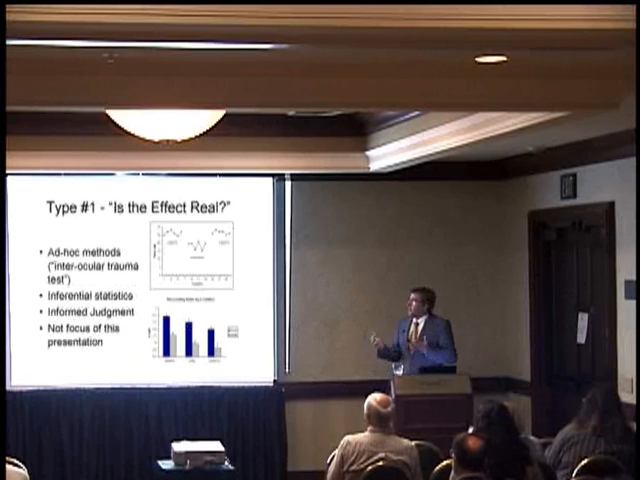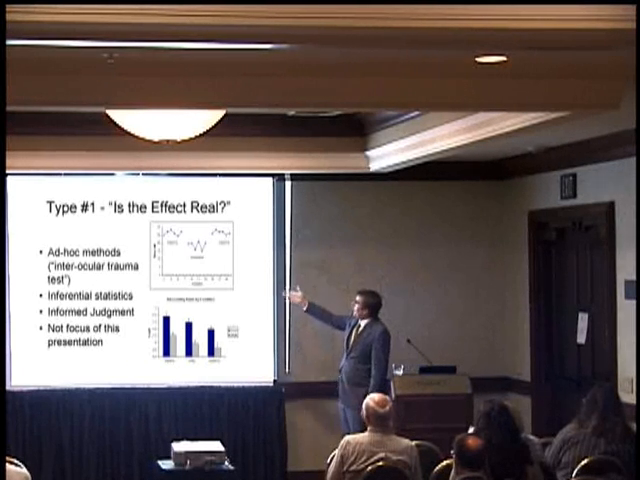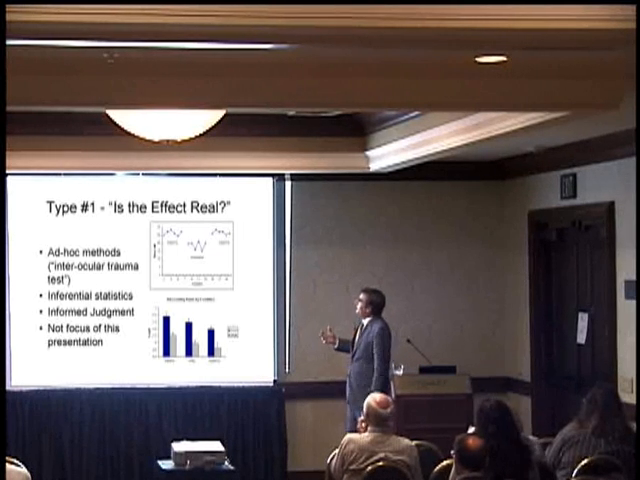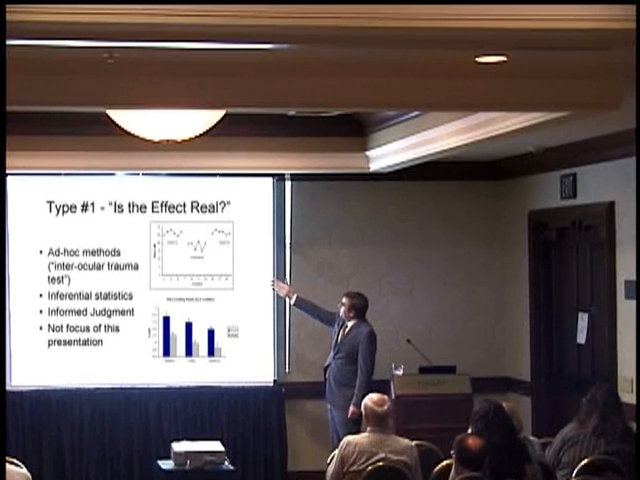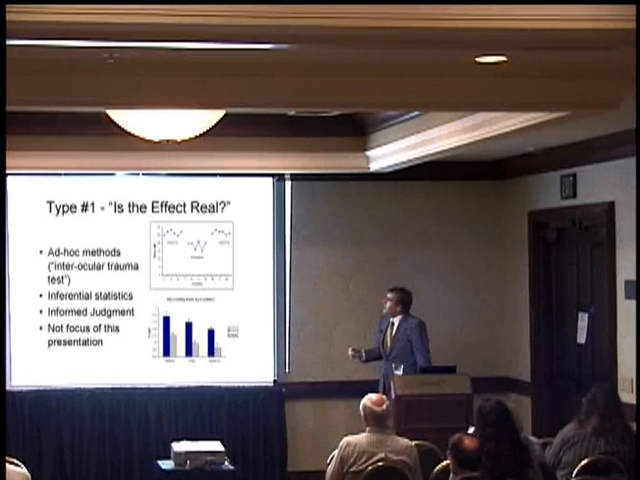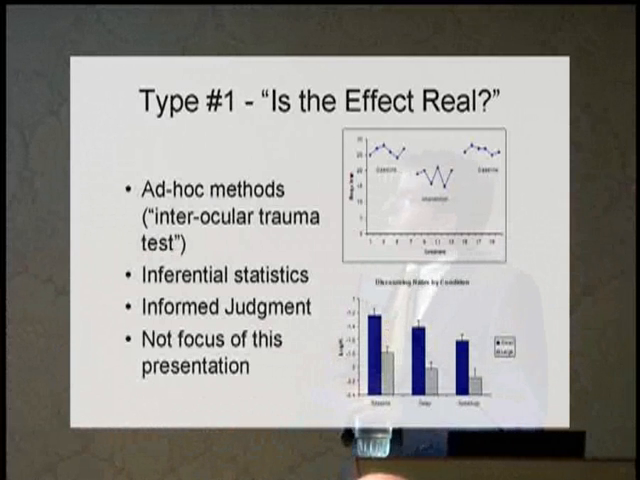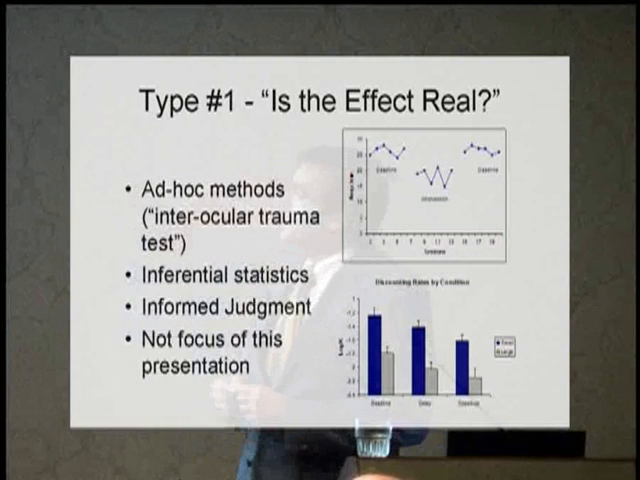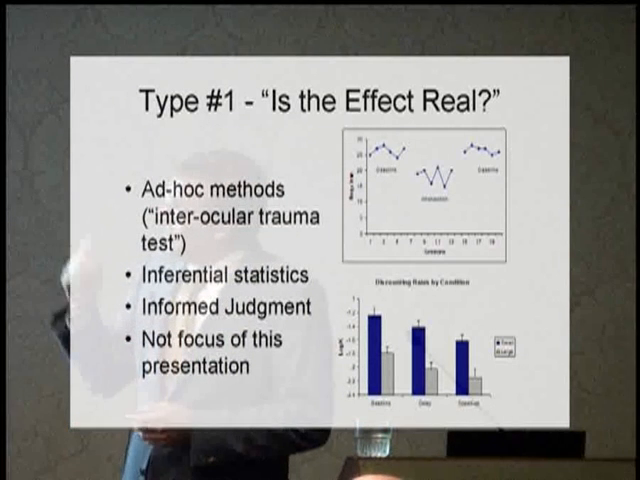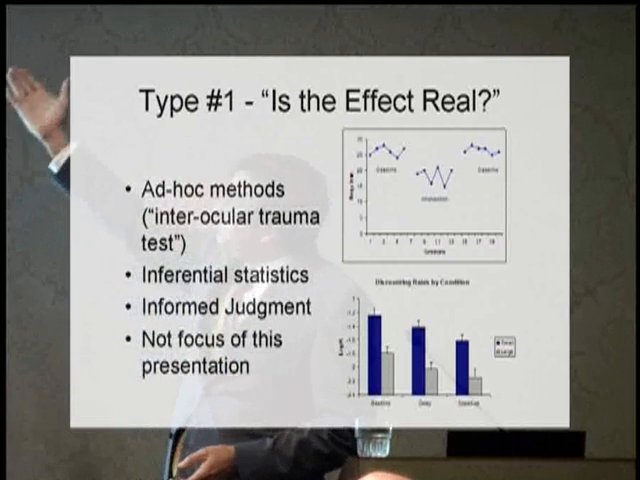Now, the first type is, is the effect real? For instance, here I do have an applied behavior analysis example. Imagine this is a rate of self-injurious behavior, perhaps, and you have a measure of baseline. Then there's an intervention, which is supposed to reduce the rate of the behavior, and then back to baseline. You might say, does the intervention decrease the rate of injurious behavior? And you might just do it by looking at the data, which Michael Davison once pointed out to me is known as the interocular trauma test. If the effect hits you between the eyes, it's real. And so that would probably look pretty good.